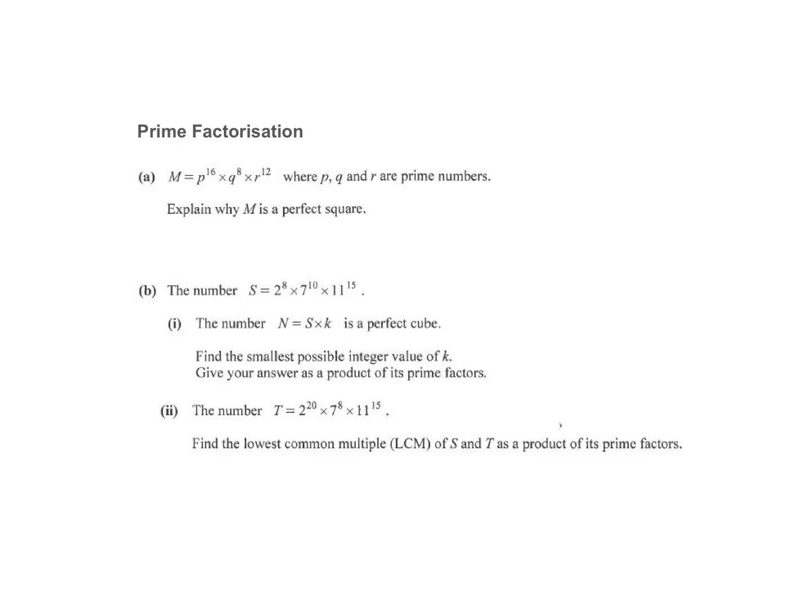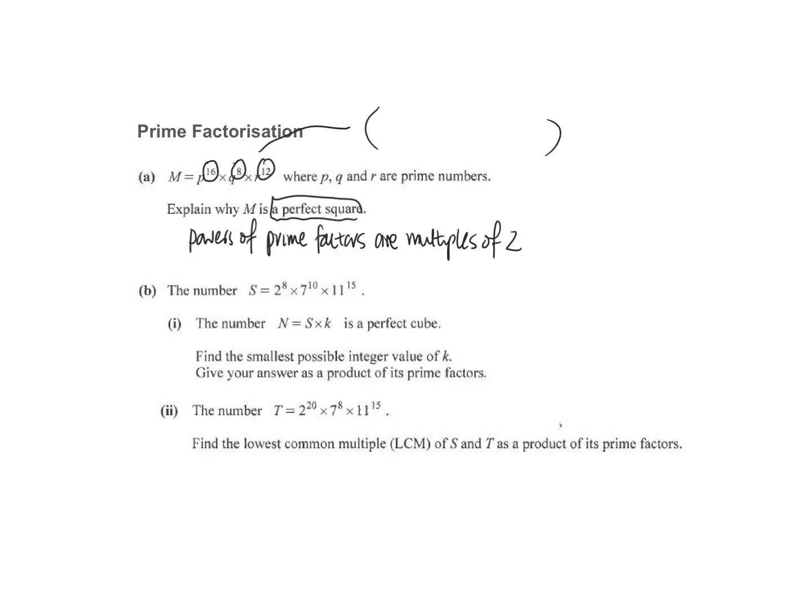Because all the powers of the factors are even numbers or divisible by 2. So what you will say is that the powers of the prime factors are multiples of 2 or divisible by 2. Because when it's a perfect square, it means these can be divided into 2 equal groups. So if the power is even, you can divide by 2.